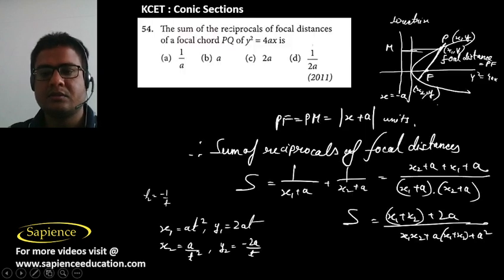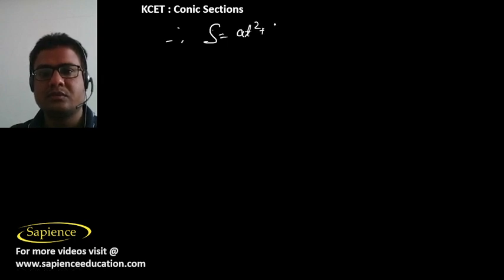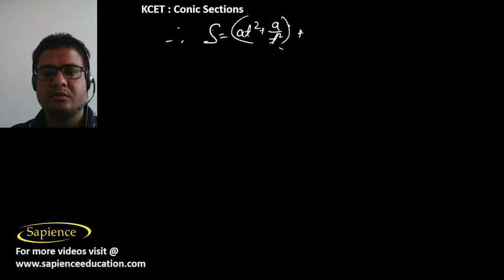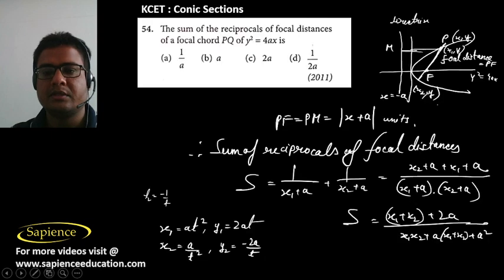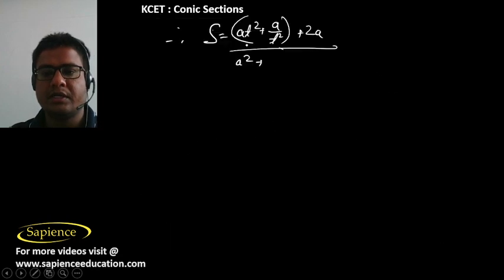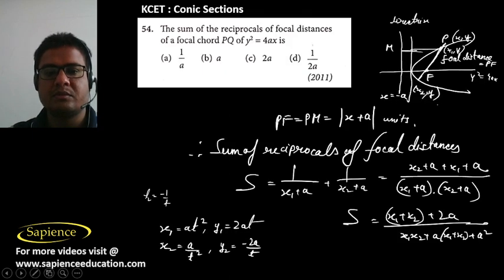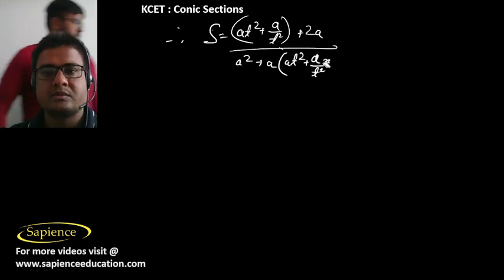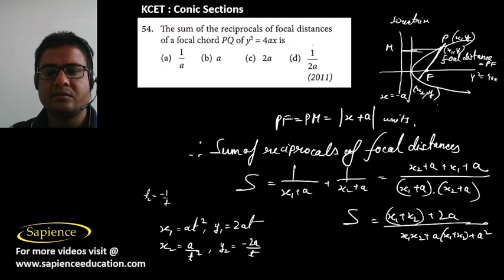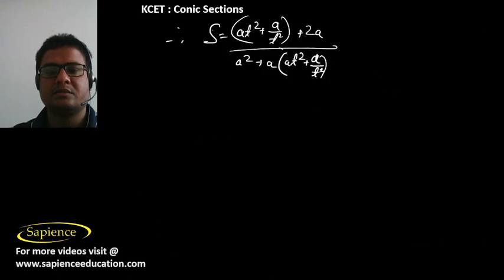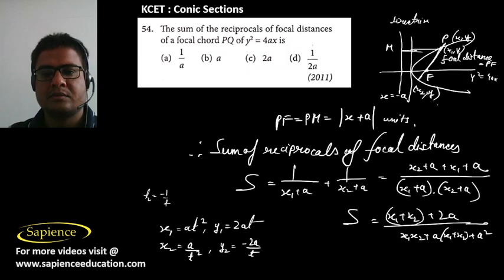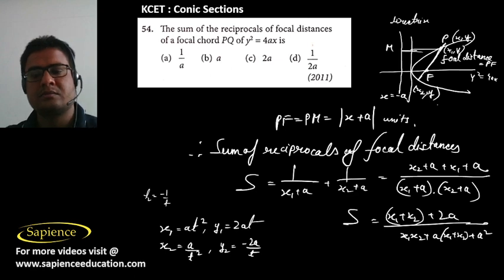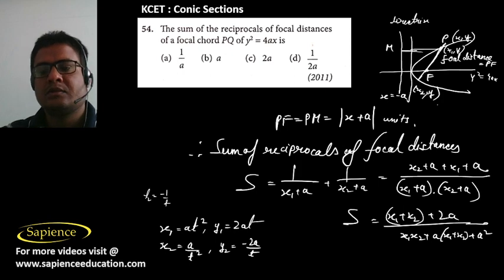So therefore s will be equal to x1 plus x2, that is at square plus a by t square, plus 2a, divided by x1 x2, that is a square, plus a into x1 plus x2, that is at square plus a by t square, then plus a square.